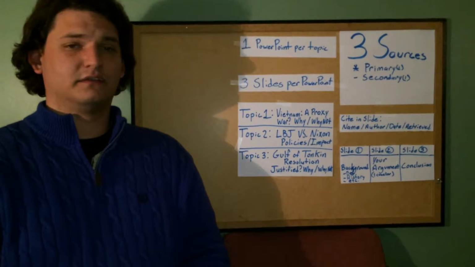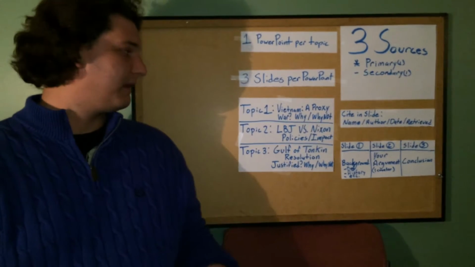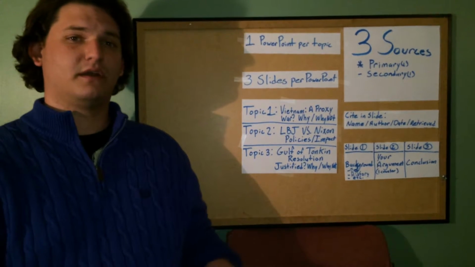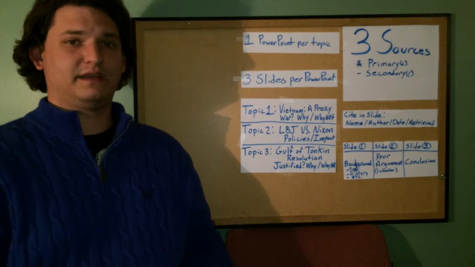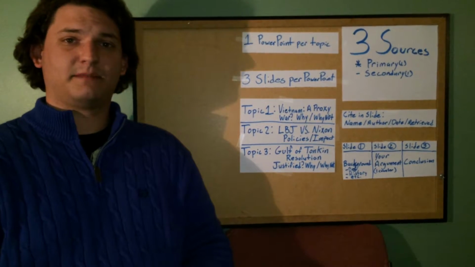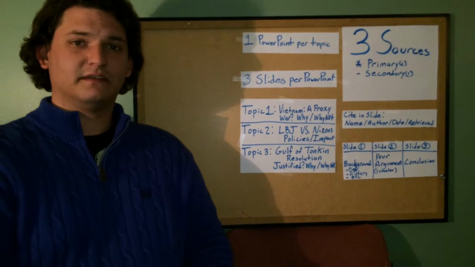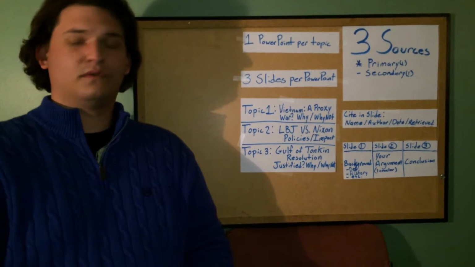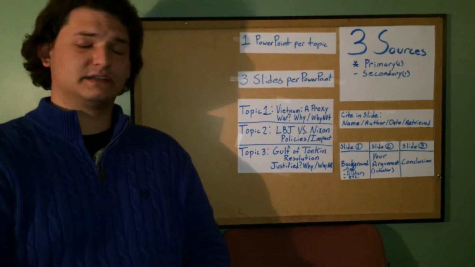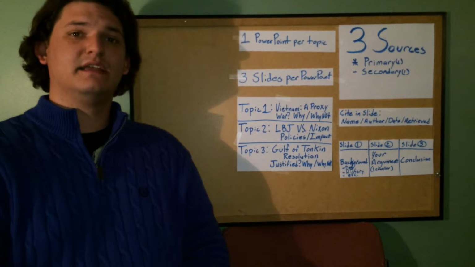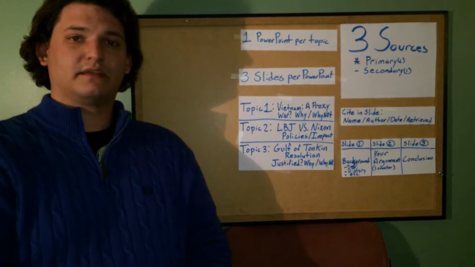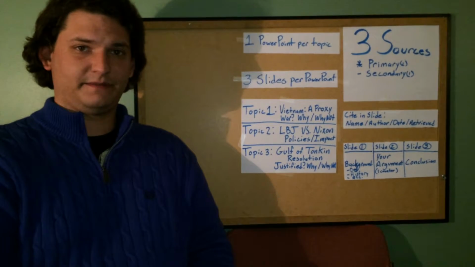our topic. So for example, week one's topic will be Vietnam as a proxy war. You'll be arguing as to whether or not you consider Vietnam a proxy war. Our week 2 topic will be Lyndon Johnson's policies versus Richard Nixon's policies. And then you'll argue which president's policies impacted the war more. And our week 3 topic is the Gulf of Tonkin resolution. And in your project, you will argue whether or not the Gulf of Tonkin resolution was justified.